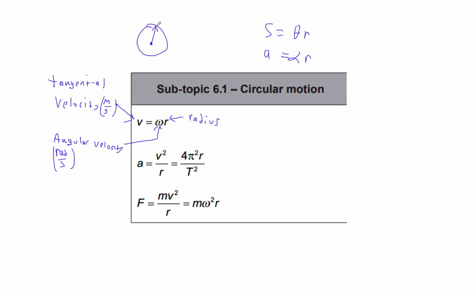Okay, so if you know the angular velocity, if this is going 6.28 radians per second, and you multiply by the radius, you'll get the linear velocity at the edge of the wheel. And then this is centripetal acceleration.